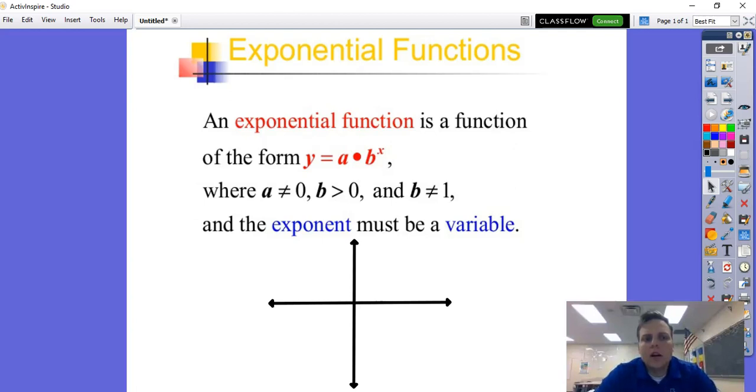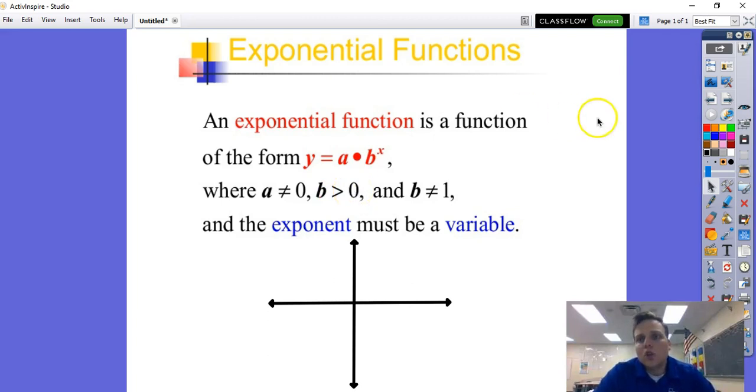Hey guys, we're going to be talking about the exponential function, okay? So an exponential function is in the form of y equals a times b to the x. So we would say this is the standard form of it, okay? Now, a does not equal 0 because otherwise it would just be y equals 0. B, we are assuming is positive, all right? And by that I mean b is greater than 0, okay?